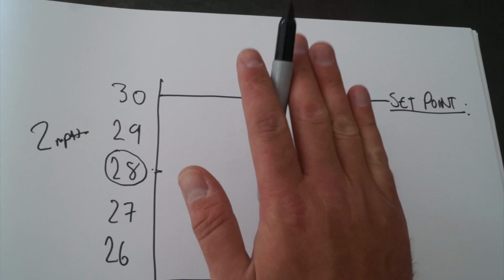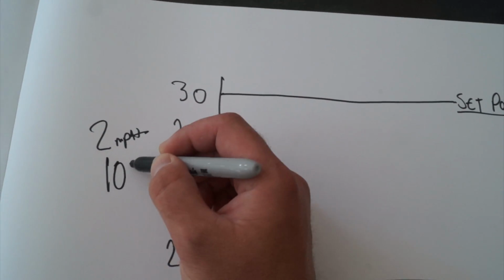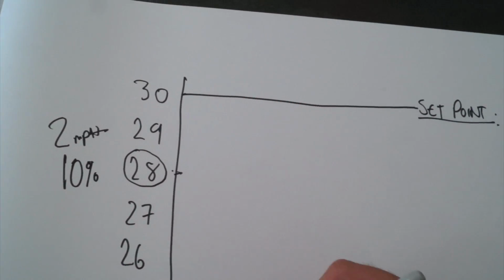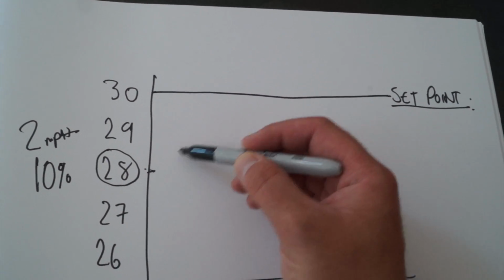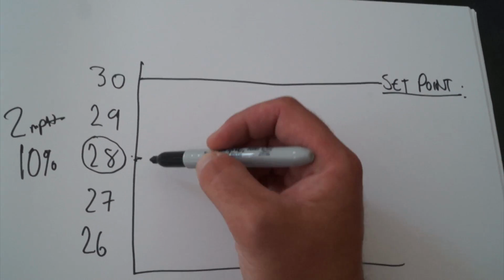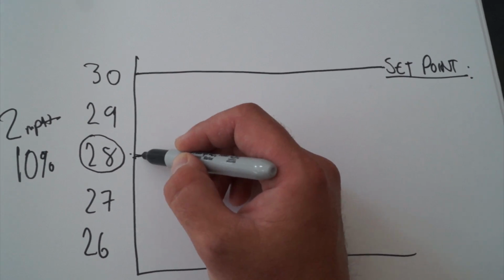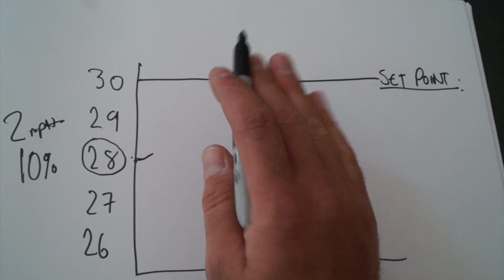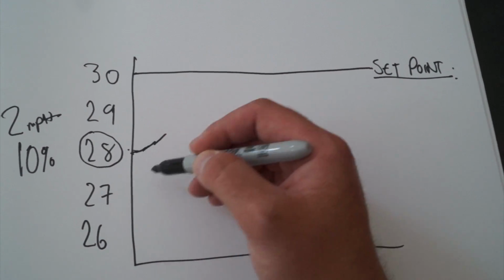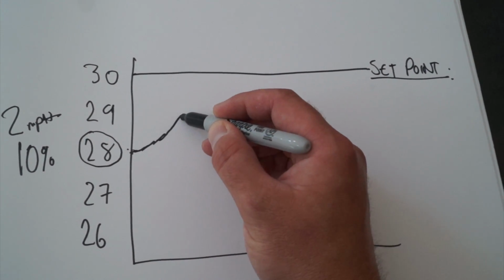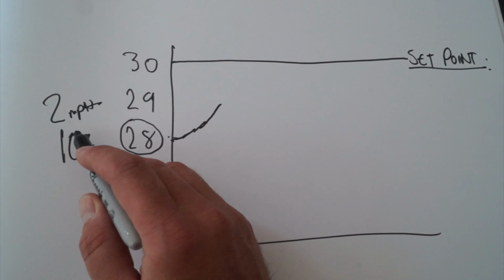So if we put our foot on the accelerator by 10%, so the gain is 10, that's going to be 10 times 2, which is going to give us an output of 20. Okay, so we're going to have a 20% output. We're going to put our foot on the accelerator by an extra 20%, and we're going to start to build up speed. Okay, but as we get to 29, what happens then?